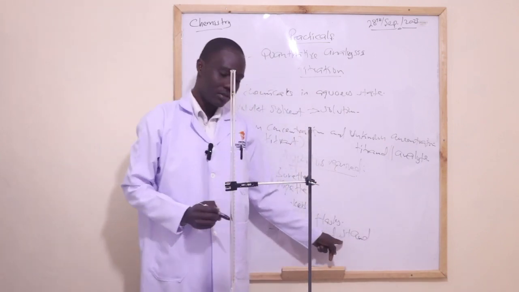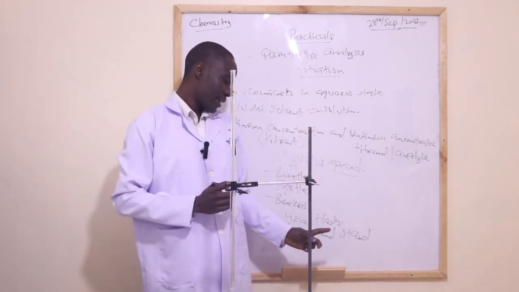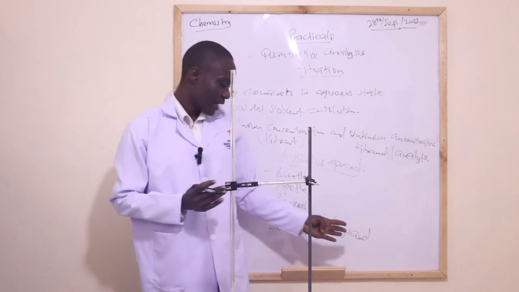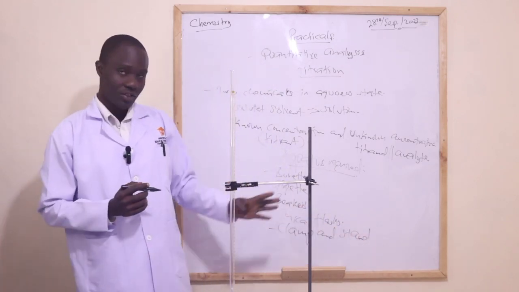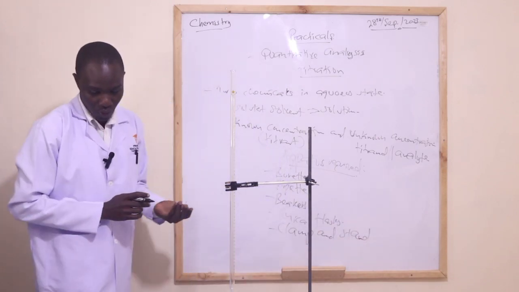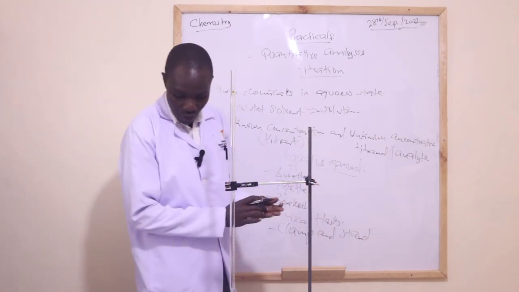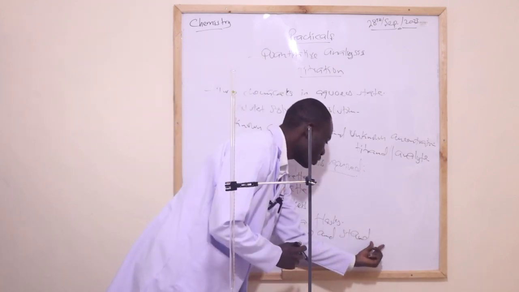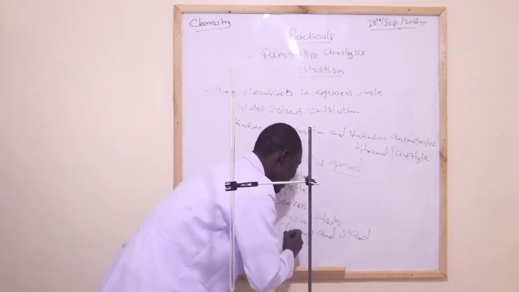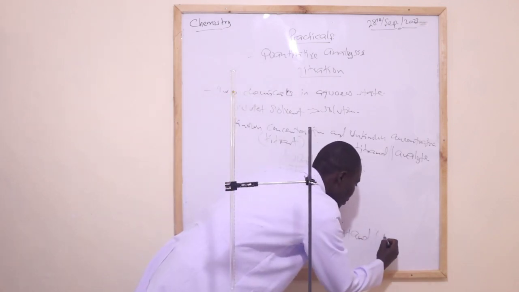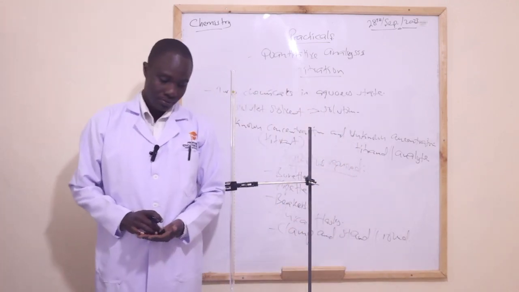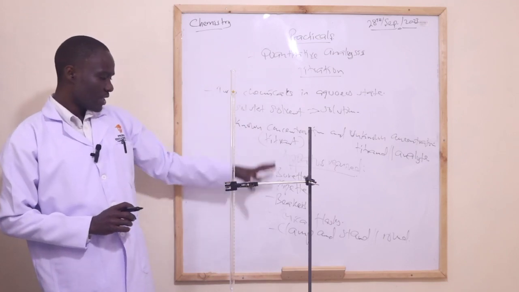You may not have a clamp and stand in your case. Before me here, I have a clamp and stand type of stand. You can also use a retort stand, or you can even have the round stand. Either a clamp and stand or the round stand. Those have one stand. So these are some of them.